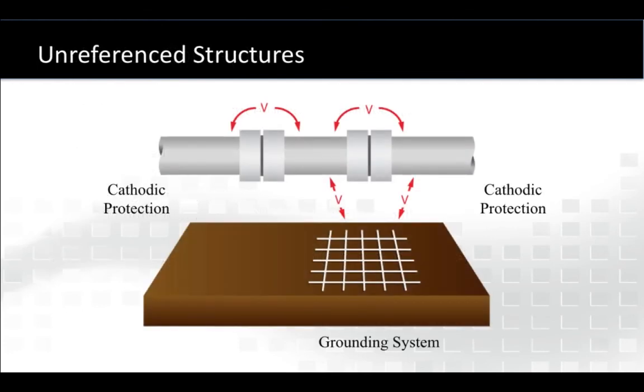So let's look at unreferenced structures. If a pipeline has no protection across an insulated joint or no reference or bond to a grounding system in a facility, it remains unreferenced to each other, and therefore it can support voltage. In this graphic, across an insulated joint or from each pipe segment to ground, there's no protection. We might have effective cathodic protection this way, but we have not addressed overvoltage protection.